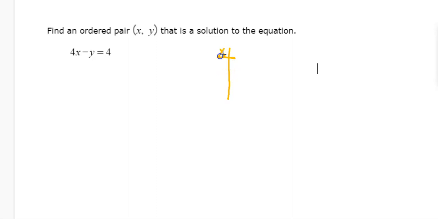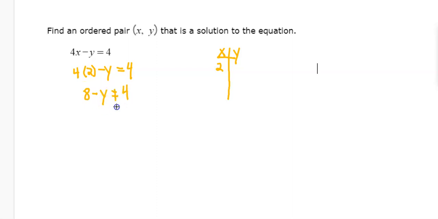Okay, so I've got x, I've got y. And in this case, I'm going to pick values for my x. I'm going to pick the value, I don't know, 2. So if I plug in 2 for my x, that gives me 4 times 2 minus y equals 4. Now I'm going to solve for my y value. Well, 4 times 2 is 8 minus y equals 4.